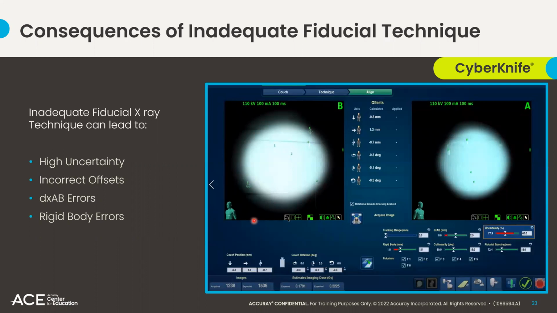If your system is having a hard time visualizing fiducials, you may experience high uncertainty, incorrect offsets, DXAB errors, or rigid body errors. Again, there are going to be some instances where you cannot further optimize the technique. You might have to supervise the system and continue to redirect it. So for that reason, it is critical that we adjust the window level so that we can ensure it is locking on correctly. In this example, our patient is really going to benefit from spending some time to window and level our image, or even inverting the image, so that the therapist can verify fiducial identification.